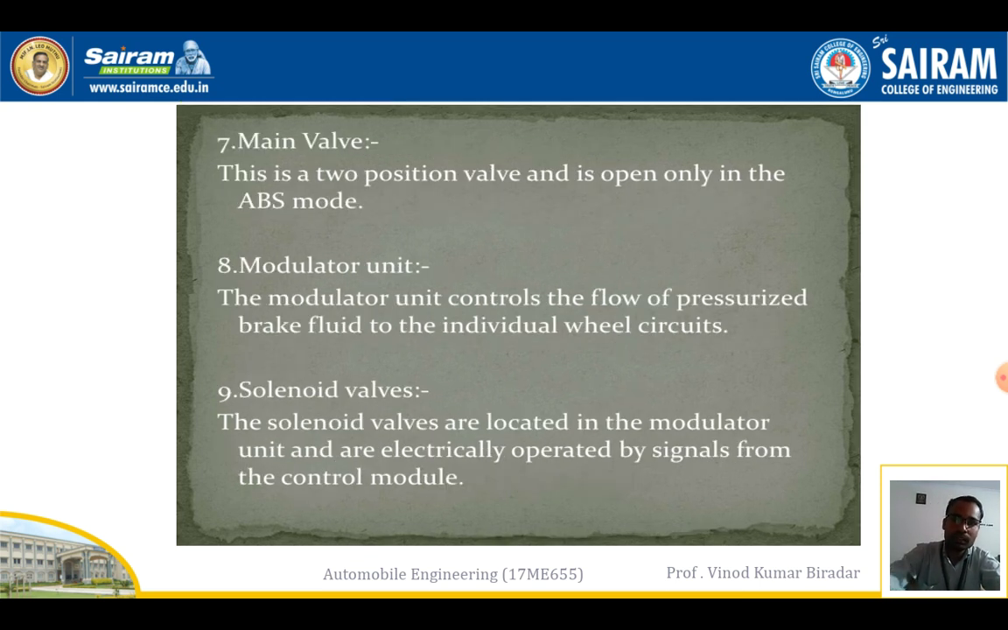Okay, next, the valve, that is the main valve. This is a two-position valve, and one is open only in the anti-lock braking system, while the other is for the normal brake system. Then the modulator unit. The modulator unit controls the flow of pressurized braking fluid to the individual wheel circuits. So it will control the flow of fluid from the master cylinder. Next, the solenoid valve. The solenoid valves are located in the modulator unit and are electrically operated by signals from the control module.